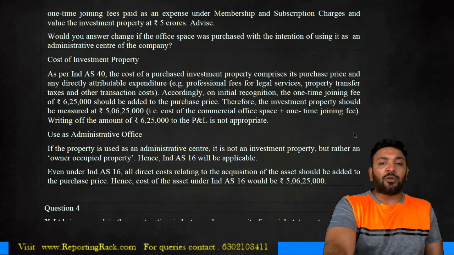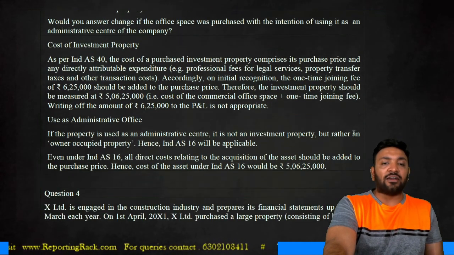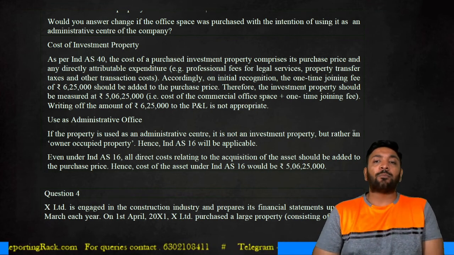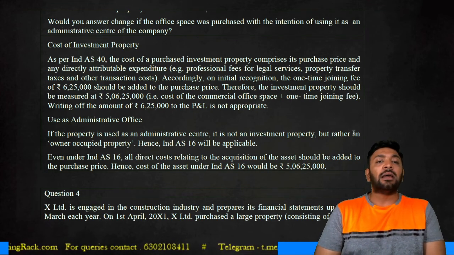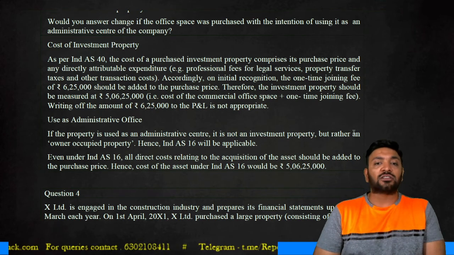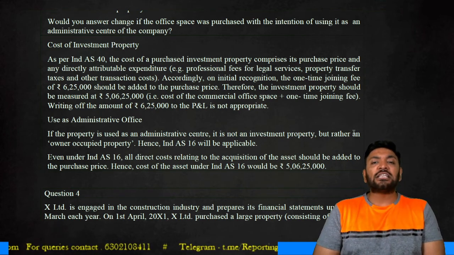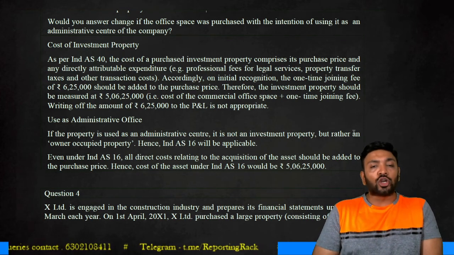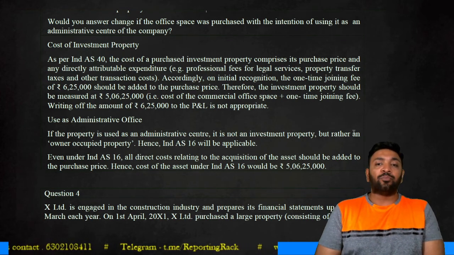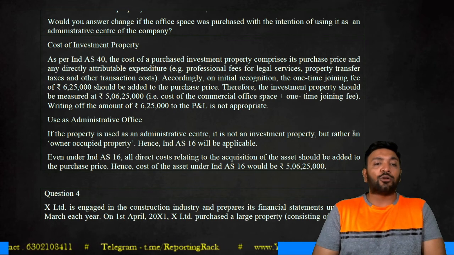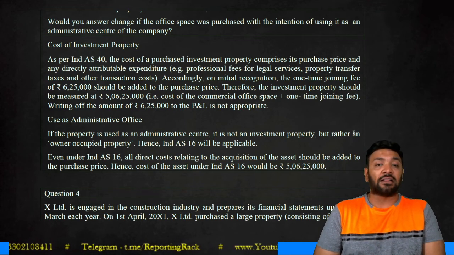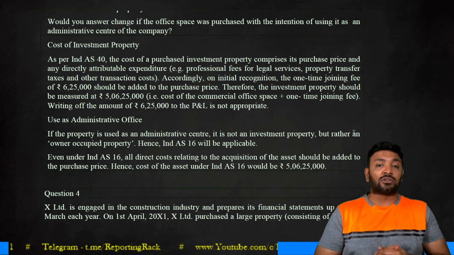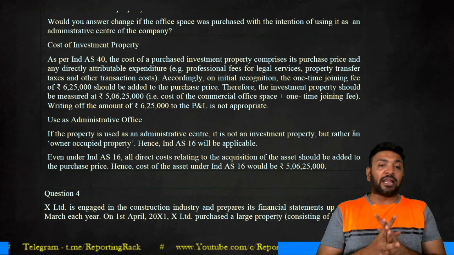So no charging it off to P&L. Answer is 5,06,25,000. As per Ind AS 40, the cost of purchased investment property comprises its purchase price plus directly attributable cost. Accordingly, on initial recognition, the one-time joining fee of 6,25,000 should be added to the purchase price. Therefore, the investment property should be measured at 5,06,25,000, and writing off that 6,25,000 to P&L is inappropriate.